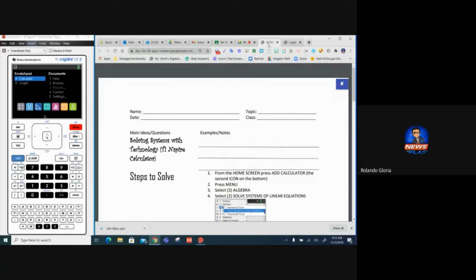For today, we're going to try to go over solving systems with technology, and that means TI Nspire calculator.